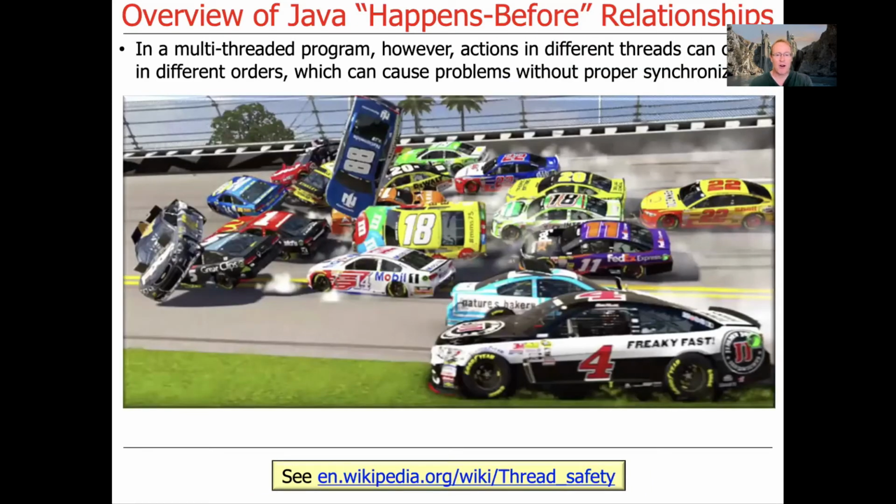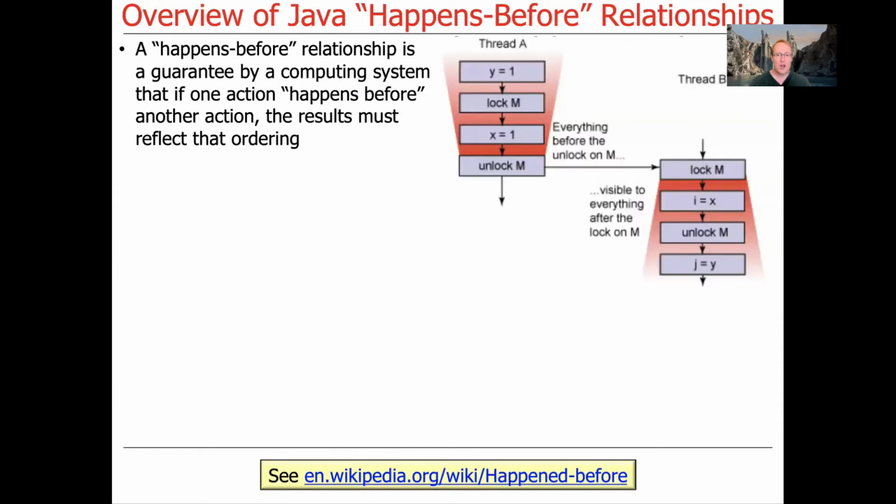In multi-threaded programs, however, actions in different threads can actually occur in different orders. And this can cause you all kinds of chaos and insanity if you don't use synchronizers correctly. So this is really kind of at the heart of thread safety and trying to find ways to avoid some of those concurrency hazards we've talked about before. So in that context, where we actually have multiple threads of control, a happens before relationship is essentially a guarantee by a computing system that if one action happens before another action, the results must therefore reflect that ordering.